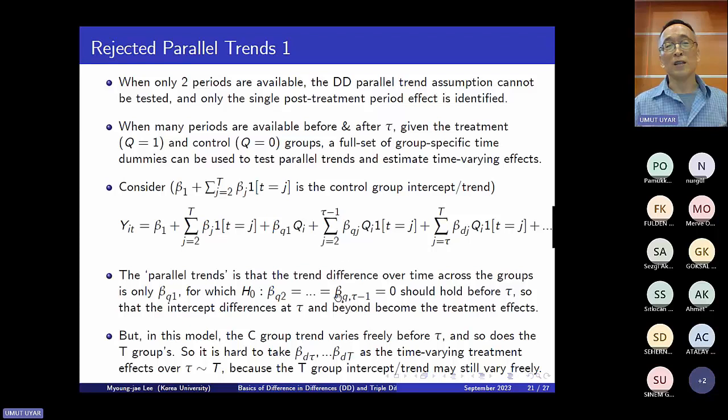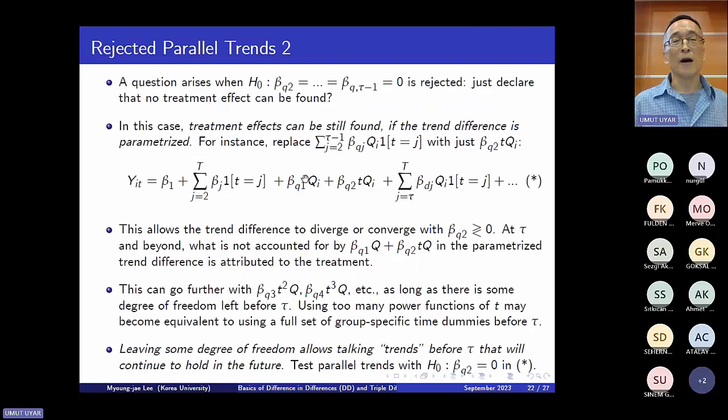But the question is, what happens if you reject this hypothesis? So if your parallel trend is rejected, is nothing to be done? That is the question. If this is rejected, you can still apply this panel data model by parametrizing the trend difference.